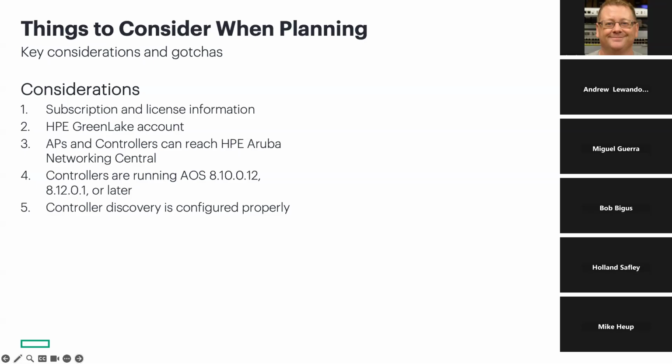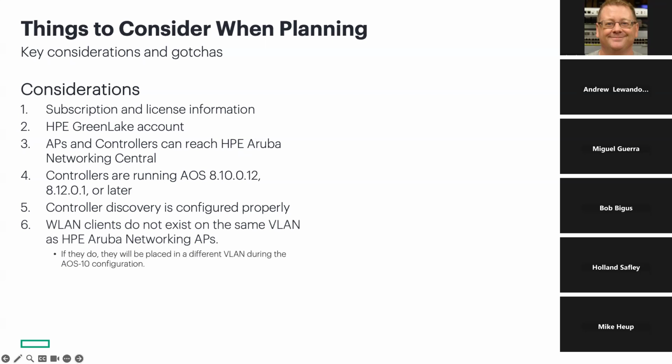Number 6, make sure that campus AP management interface and wireless tunnel mode clients are not placed on the same VLAN. If they are in AOS 8, make sure they're moved to a different VLAN during AOS 10 configuration. There's a lot more detail on this in the VSG, in the AOS 8 to 10 migration planning guide. There's a flow chart that we created to help you understand that.